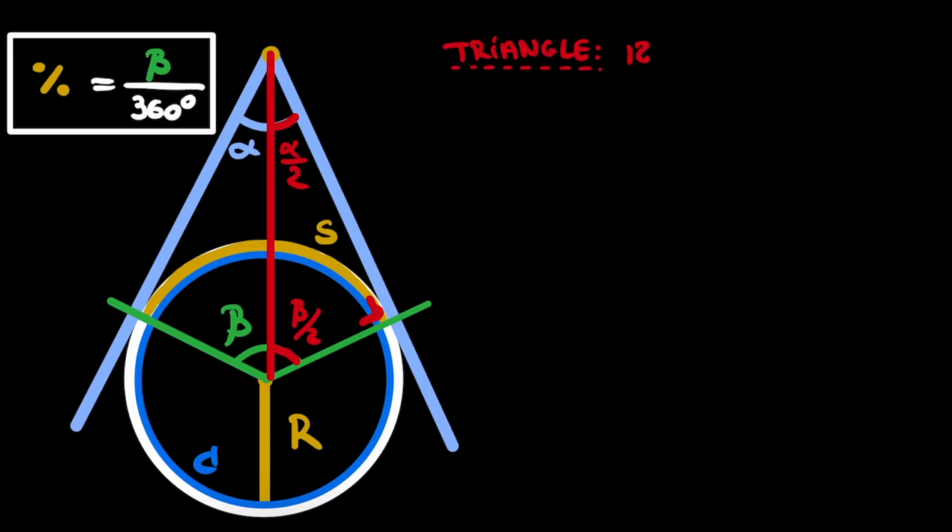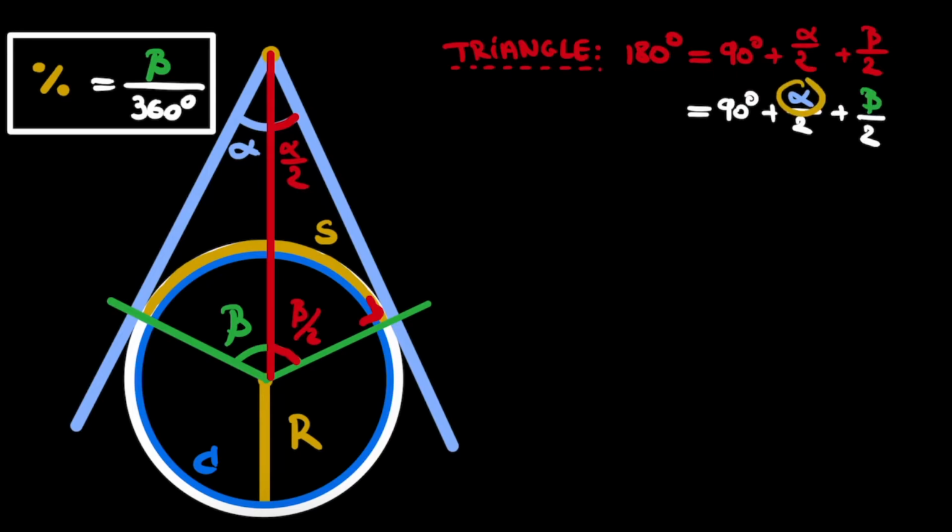We know that the sum of all of the angles inside of this triangle is equal to 180 degrees. Now this will be of course 90 degrees plus alpha divided by 2 plus beta divided by 2. And if we write it in different colors, just to show that both alpha and beta are involved in this equation, we get 90 degrees plus alpha divided by 2 plus beta divided by 2. And we see clearly now that we have a formula which involves both alpha and beta.